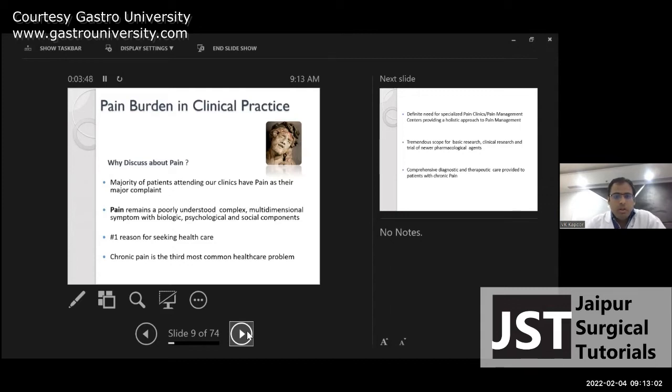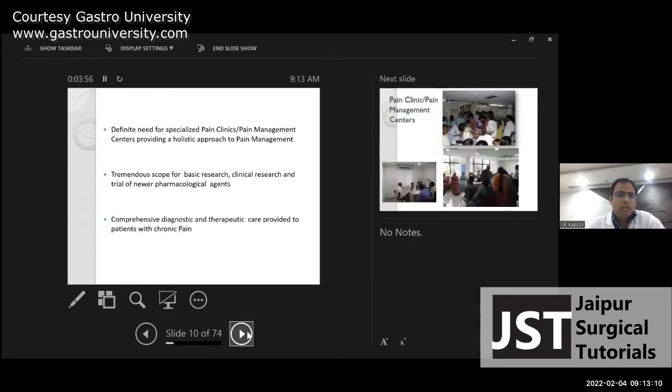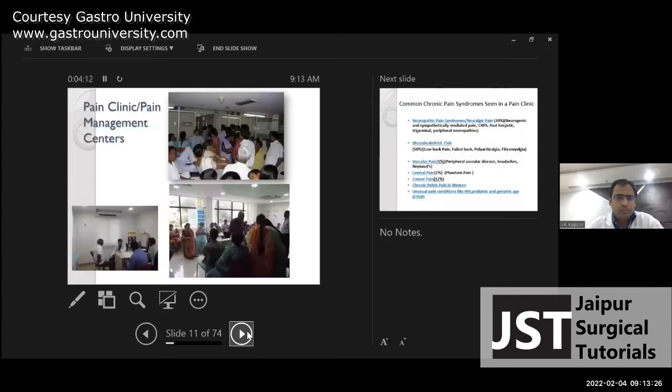Pain remains a poorly understood, complex, multidimensional symptom with biologic, psychologic, and social components. And it is the number one reason for seeking healthcare. There is a tremendous scope for research and trial of new pharmacological agents in pain management. There are many comprehensive diagnostic and therapeutic cares which can be provided to patients with chronic pain.